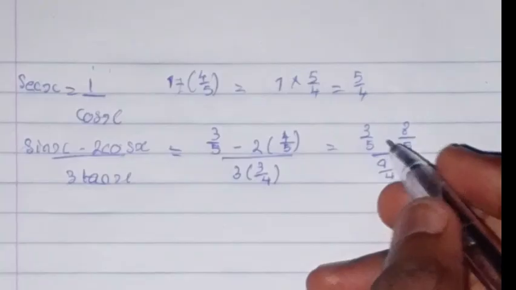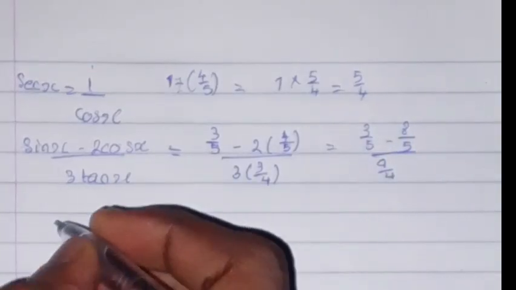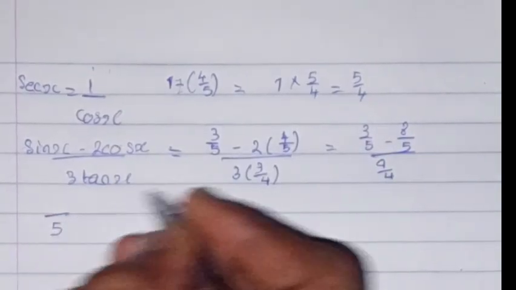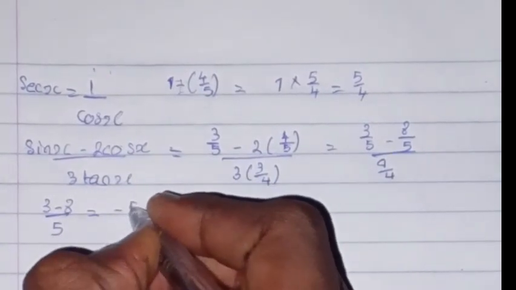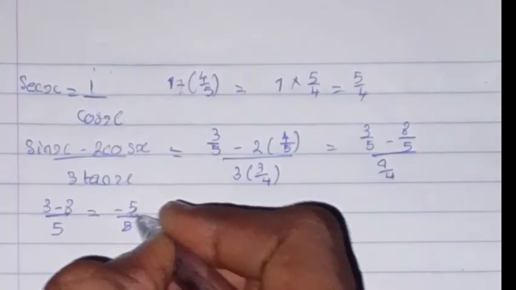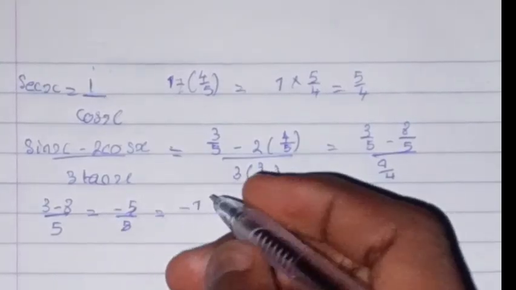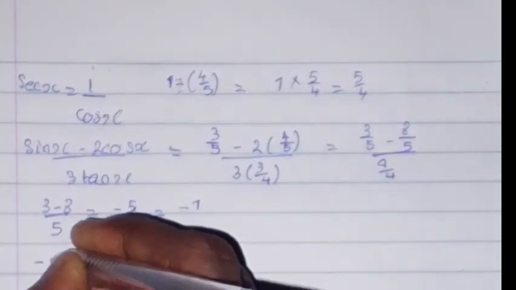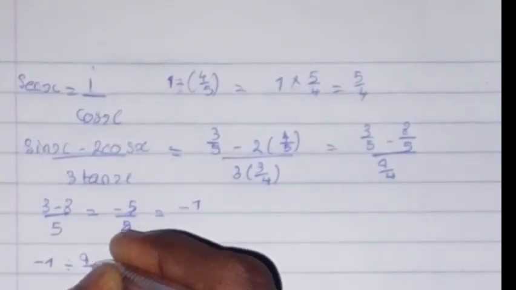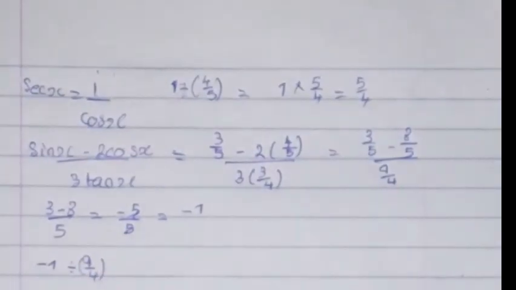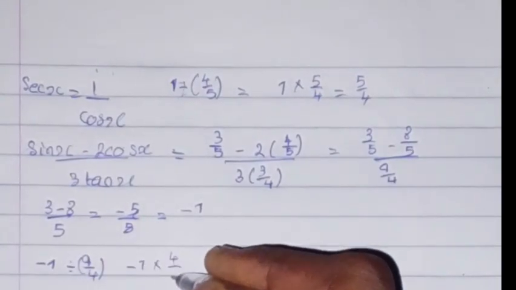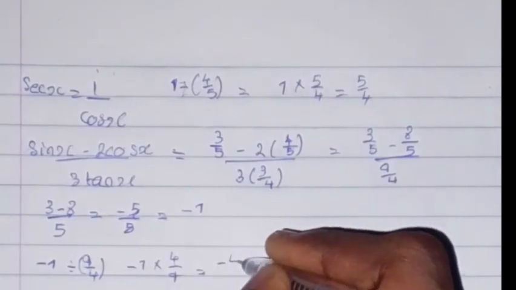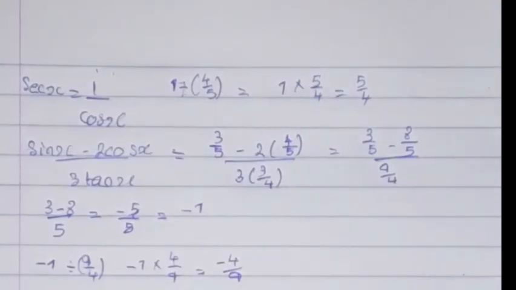Alright, we'll treat the numerator first. 3 over 5 minus 8 over 5. Since both are fractions, we'll take the LCM as 5. That will become 3 minus 8, which is equivalent to minus 5 divided by 5. We can break that down, both sides, and that's minus 1. So we now have minus 1 divided by 9 over 4. As we did before, the fraction flips because of the division sign. So this is the same as minus 1 times 4 over 9. So our final answer becomes minus 4 over 9.